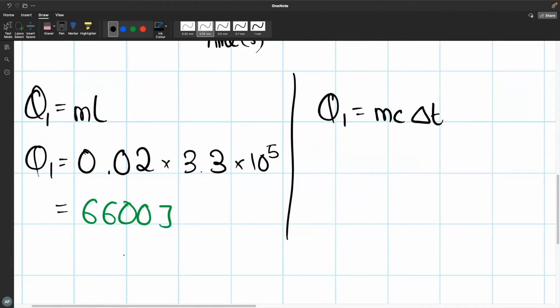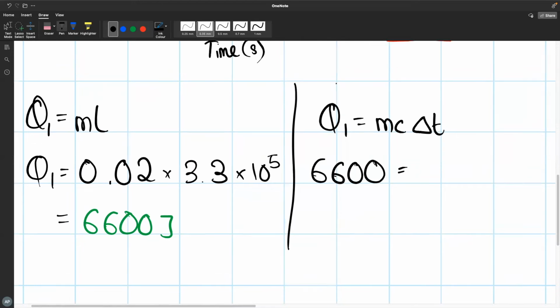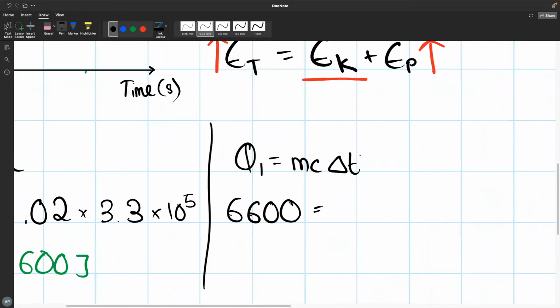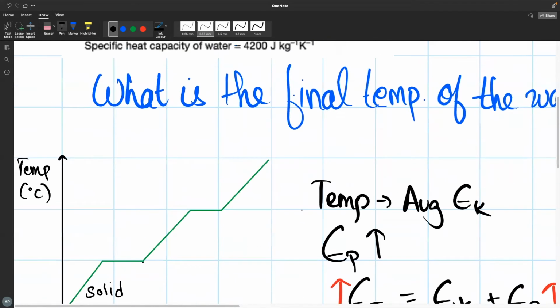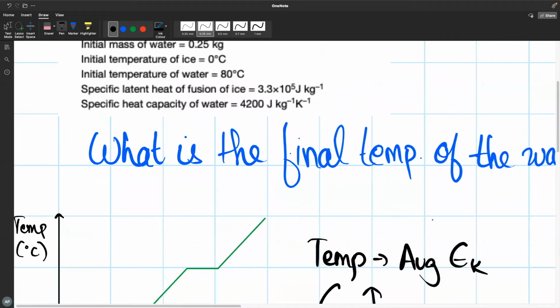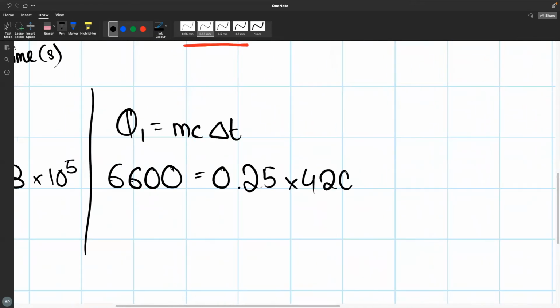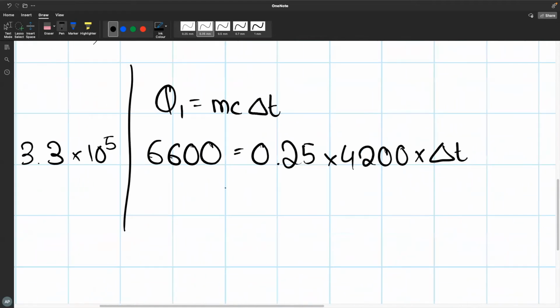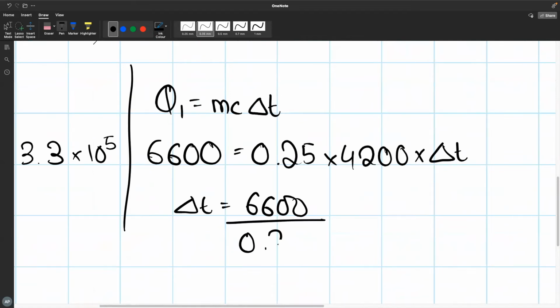Now, because we know that this much energy is being absorbed from the water, we can equate 6,600 to the mass of water, which in this case is 0.25, times c. c here will be the specific heat capacity of water, 4,200 joules per kilogram per Kelvin, times ΔT. So ΔT here indicates the change in temperature. T is temperature and delta indicates a change in the value of the variable. Rearranging this, we get ΔT is equal to 6,600 divided by 0.25 times 4,200.